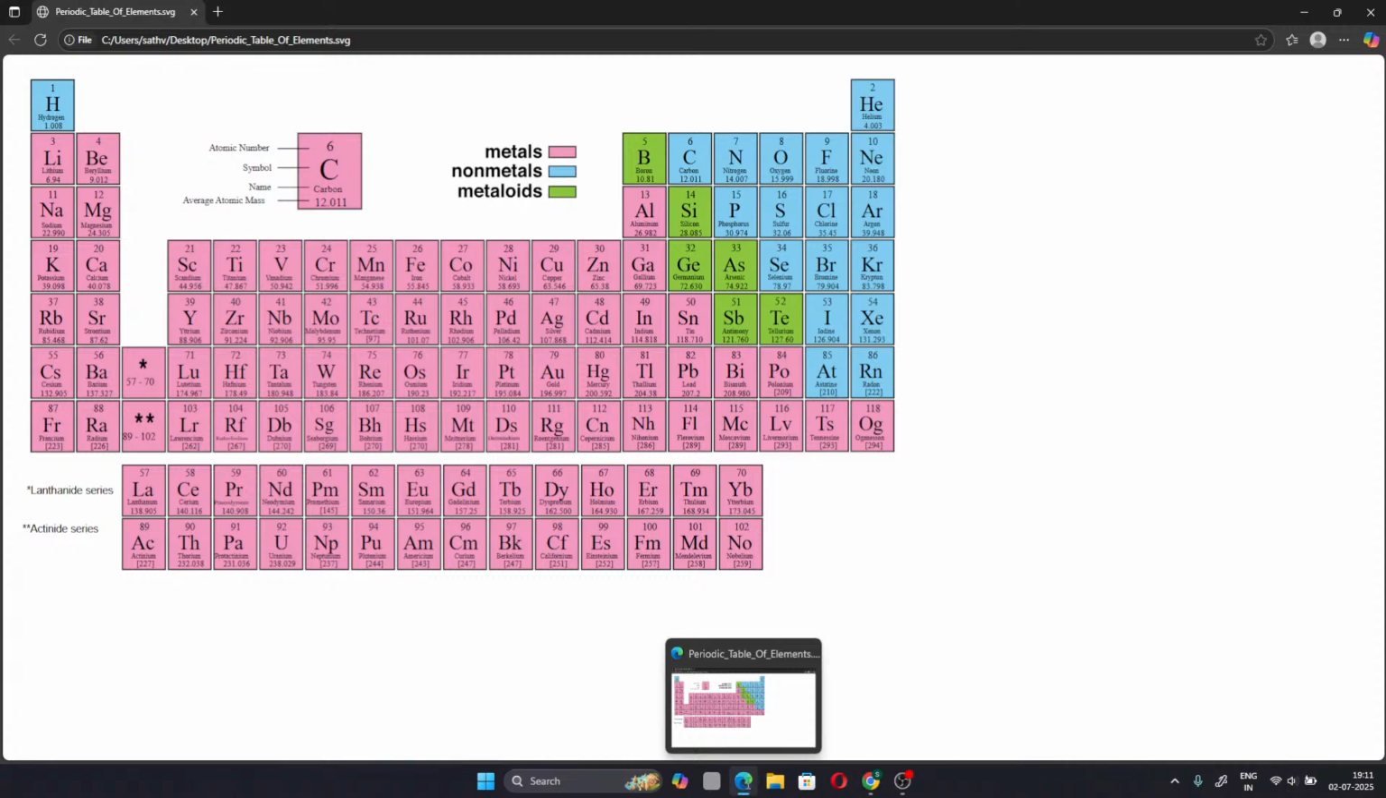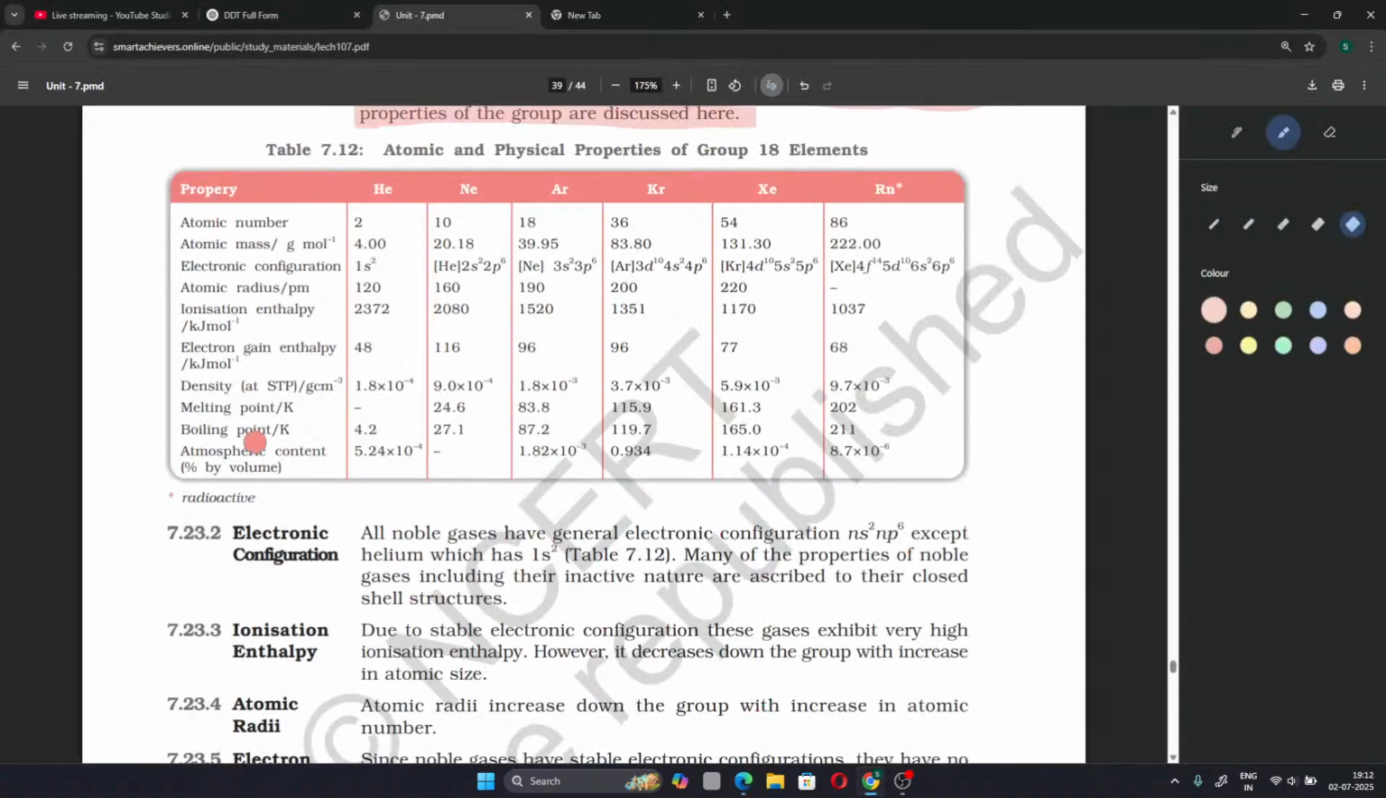As for comparing atomic radius, it increases as we go down the group, with helium having 120, neon 160, argon 190, krypton 200, and xenon 220. For radon, they did not give the atomic radius.